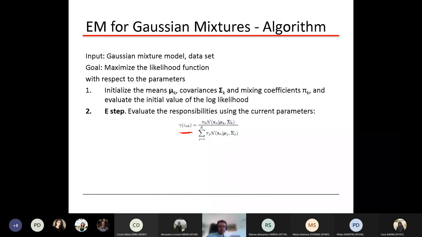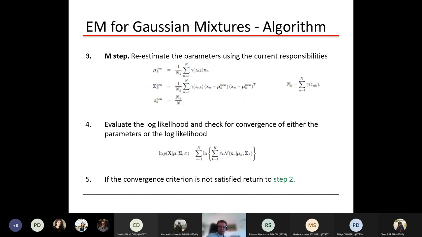It's a matrix, indexed by n and k. And then in the M step, we need to compute the new parameters for the model, like the new means, the new covariance matrices, and the new mixing coefficients using the formulas that you have just seen. Again, these are pretty simple to compute, it's just a summation.